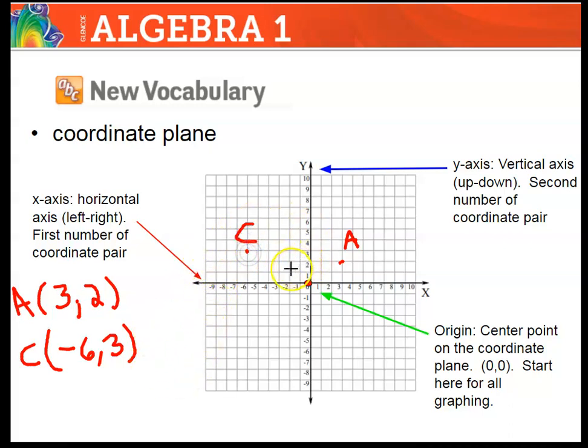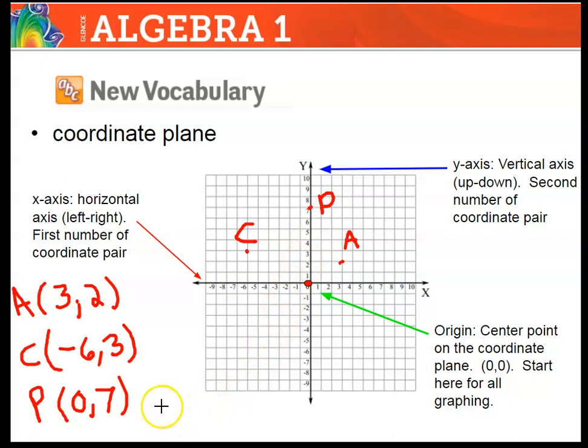And that would be point C. Got it? One of the places that people get messed up, let's say I want point P, and I've got (0, 7). Well, (0, 7), I start here. The 0 tells me I'm not going to go anywhere right or left, but I'm going to go up 7. Okay, so that's going to put it right about there. Okay, that'd be point P.